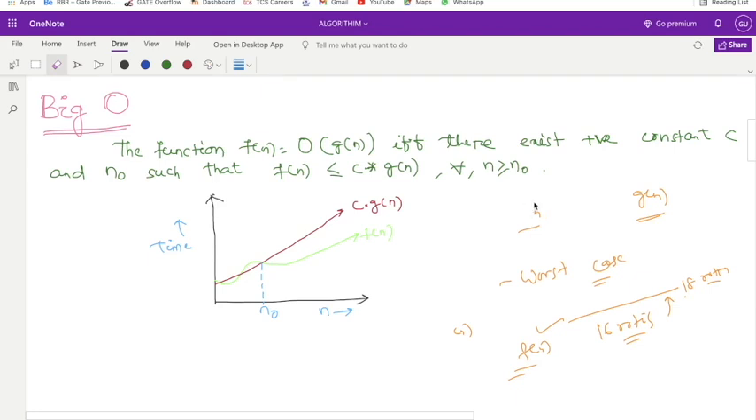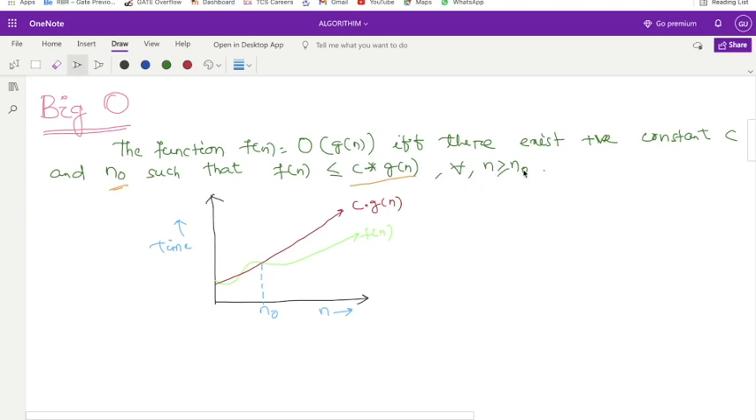The function f(n) equals big O of g(n) if there exist positive constants c and n0 such that f(n) is less than or equal to c times g(n) for all n greater than or equal to n0. You can see the diagram here. The green graph is f(n) and the other one is g(n). Till n0, f(n) and g(n) have no fixed relation. Here f(n) is smaller than g(n), here f(n) is greater than g(n), but after n0 there is a constant relation between f(n) and g(n). After n0, c times g(n) will always be greater than f(n).